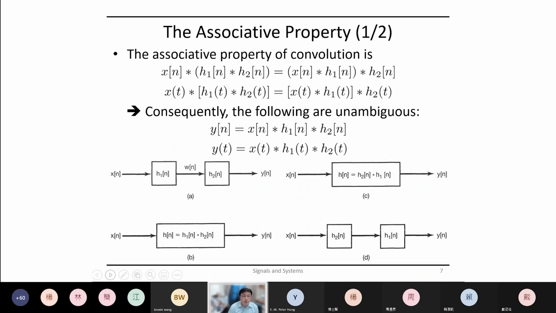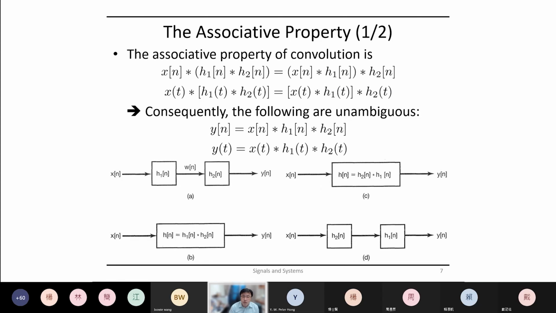Another property is the associative property, which says that the convolution between x and another function, which is equal to the convolution of h1 and h2, is equal to the convolution of x and h1, convolved with h2.